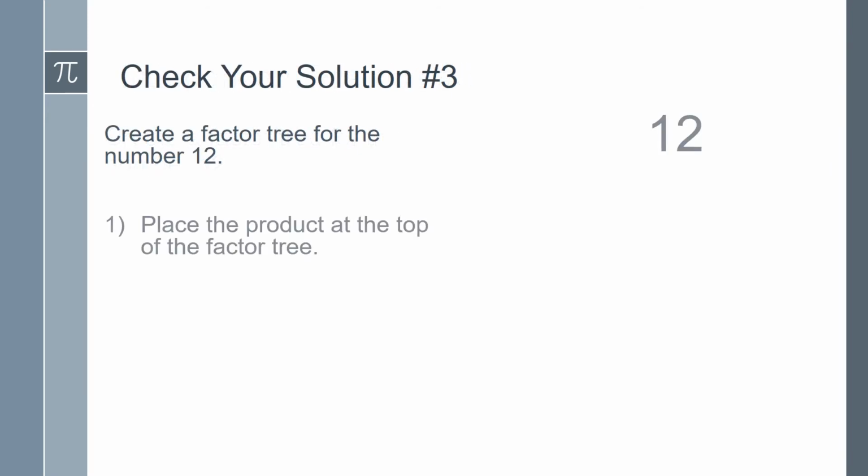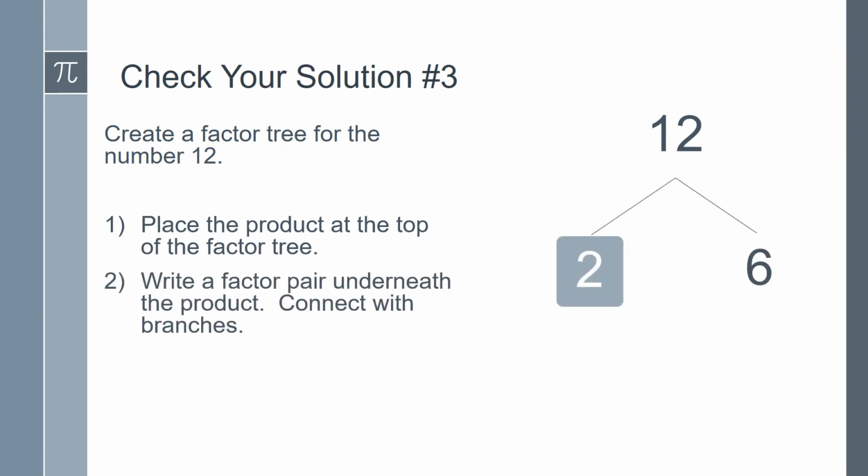Our first step is to place the product at the top of the factor tree. Then we choose a factor pair and write it underneath the product. We connect with branches. Remember to circle any prime factors. In this case, I chose the factor pair 2 times 6, and I circled 2 because it's a prime number.